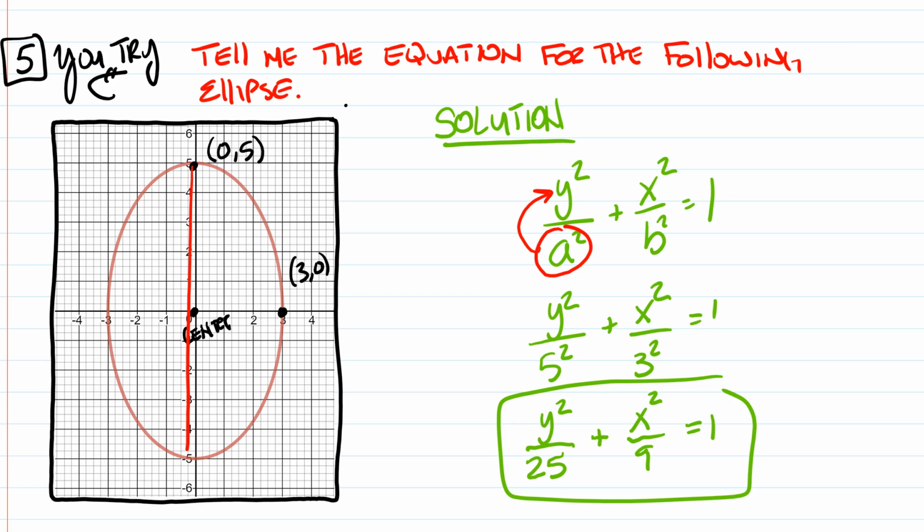And then I figure out, okay, the A is the distance from center to one of my vertices, which is 5. The B value is the distance from the center to the co-vertex, which in this case is 3. So I plug in and I get y squared over 25 plus x squared over 9 is equal to 1.